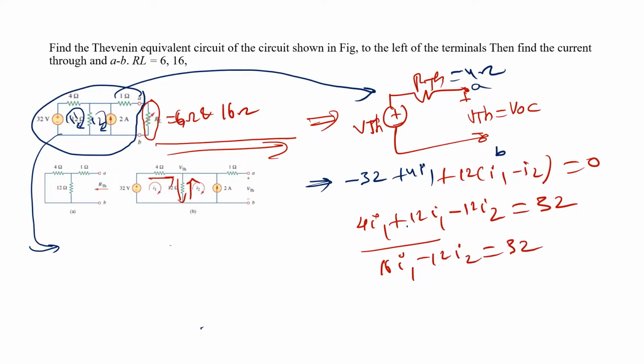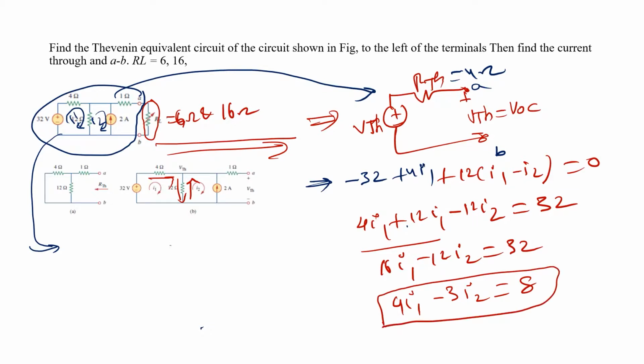Dividing by 4, 16 and 4 is 4, 12 and 4 is 3, 32 by 4 is 8. Okay, this is the equation. One equation you got, right. Now you know that in the loop there is a current also there. So simply you put I2 is equal to minus 2 ampere. So you got I1 and I2.